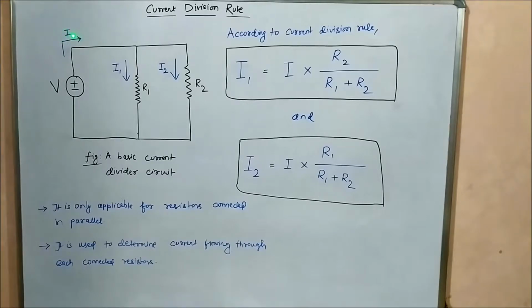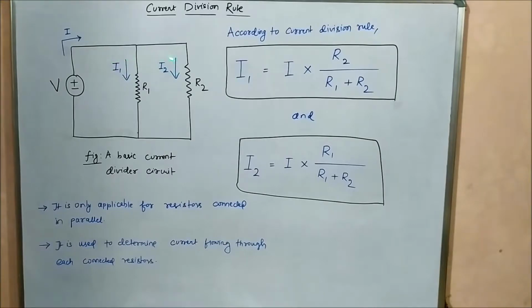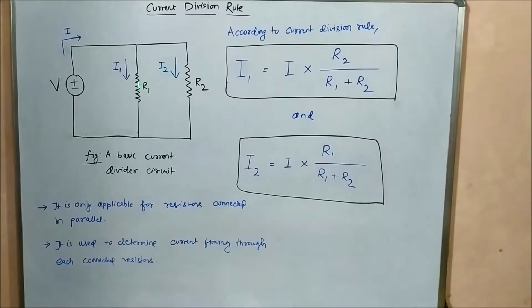Here I, capital I, is the total current of the circuit, and I1 and I2 are the currents flowing through resistors R1 and R2. The utilization of the current division rule is to find out these currents I1 and I2 flowing through resistors R1 and R2. First we will look at the expression, the formula, and then we will go to the derivation part.